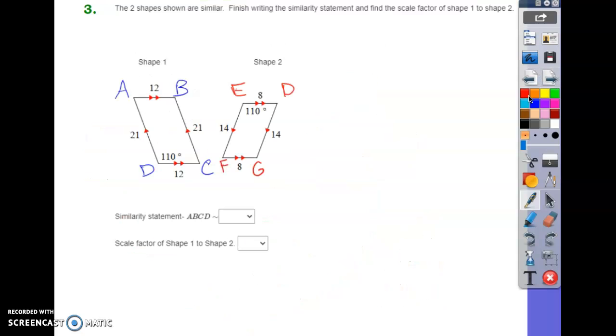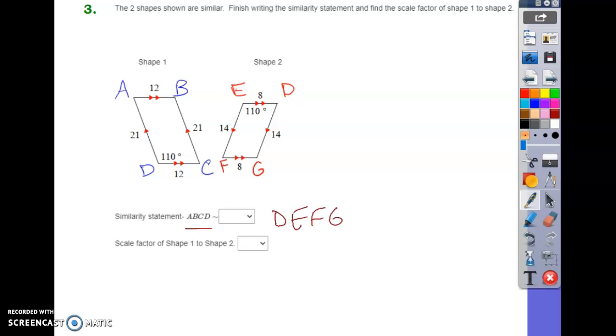All right, problem number 3. The 2 shapes shown are similar, okay? First, finish writing the similarity statement and find the scale factor. Okay, so they named the first triangle A, B, C, D. So I'm going to have to name shape 2 the same direction. So I'm going to have to name that one D, E, F, G.